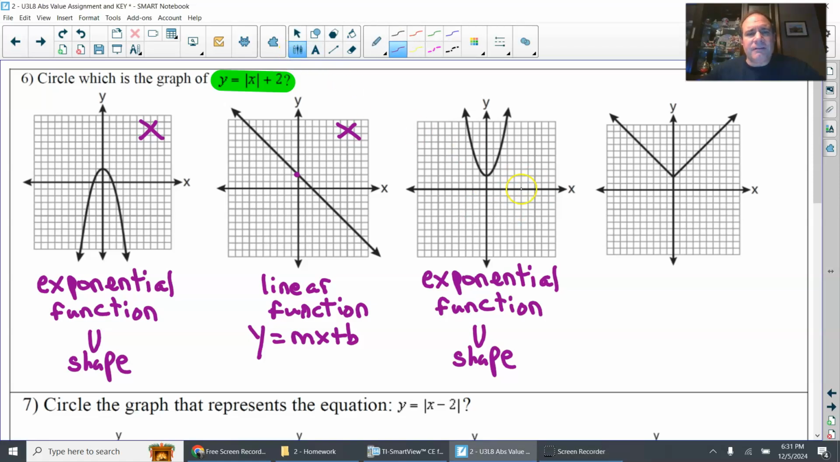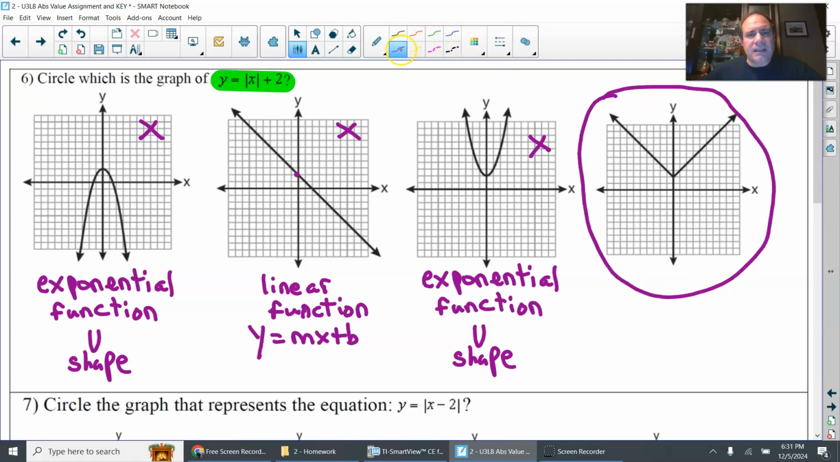So we get up to the last one. This is out as well. And this is your answer. And the reason why that is your answer is because it's a V shape. V shape is an absolute value graph or function. So the absolute value is inside. It makes it a V shape, and then plus 2, it goes up 2. Translates up 2. And that's basically it.